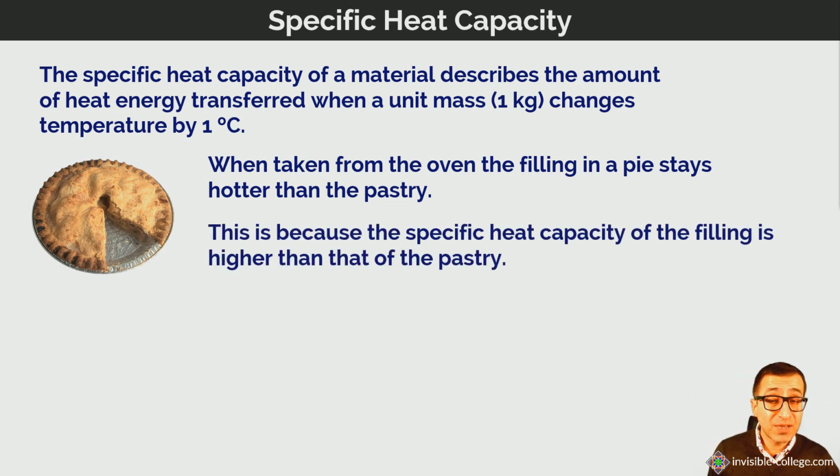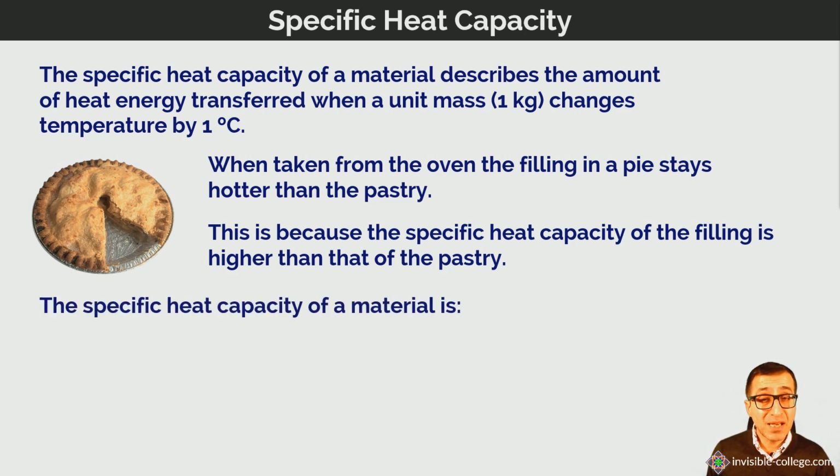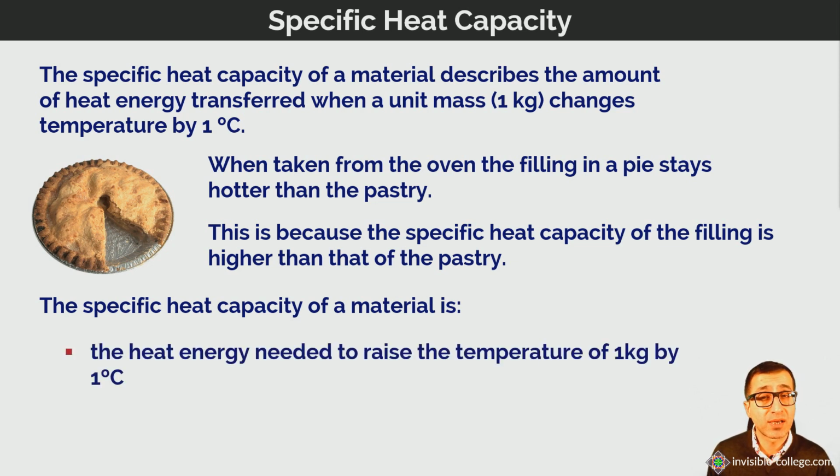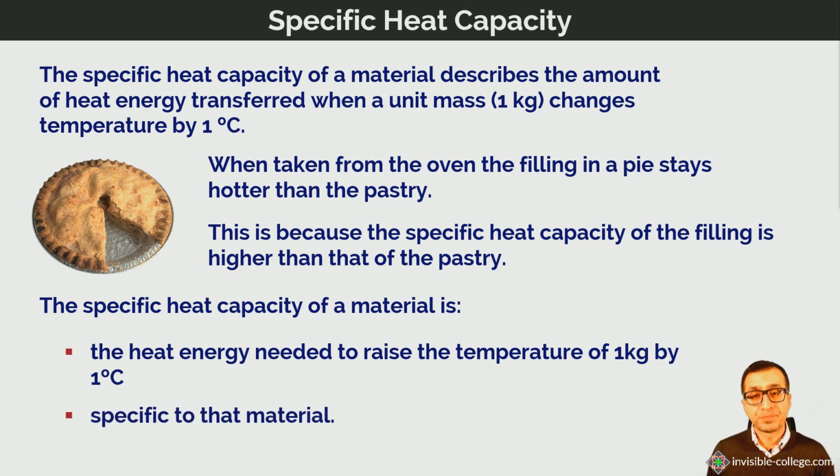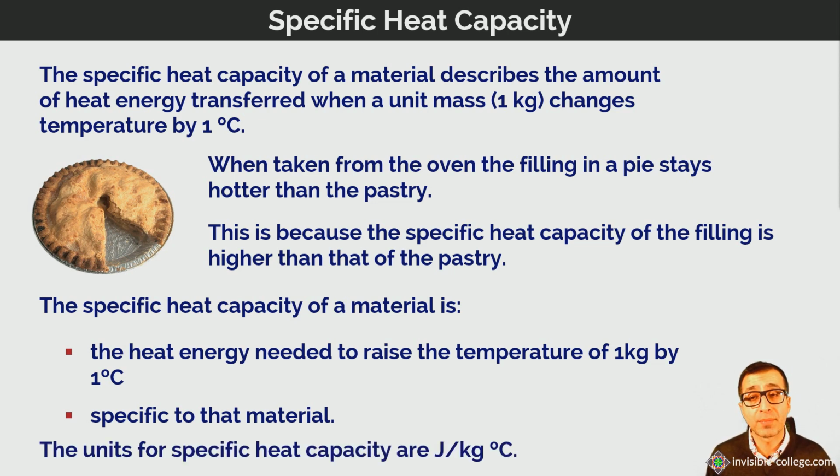So the specific heat capacity of a material, you can think of it in a very basic way as being a measure of the energy needed to increase the temperature of 1 kilogram of that material by 1 degree centigrade. It's also specific to that material. It is unique to that material. This is why we call it the specific heat capacity. So the units of specific heat capacity are joules per kilogram degree centigrade or joules per kilogram Kelvin.